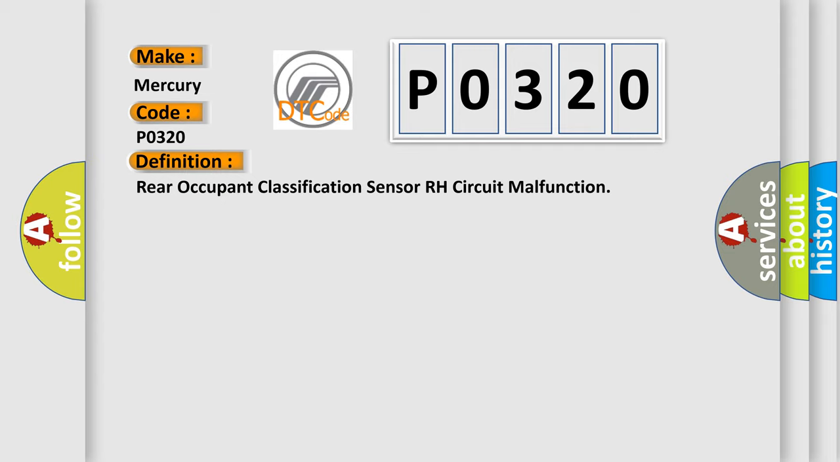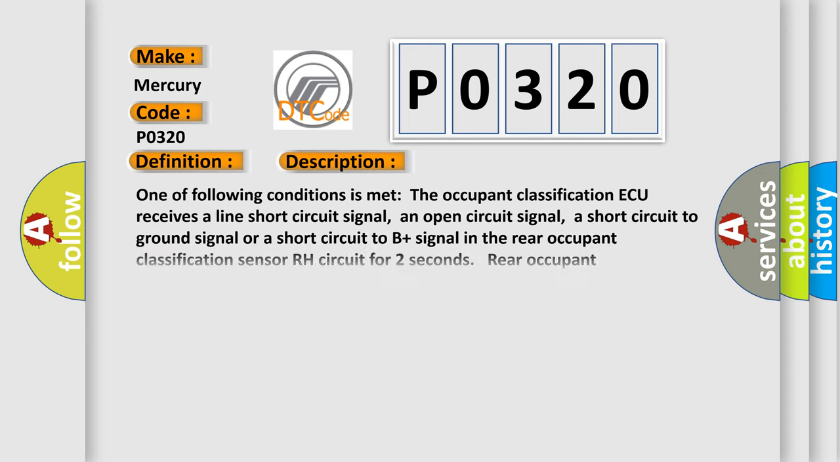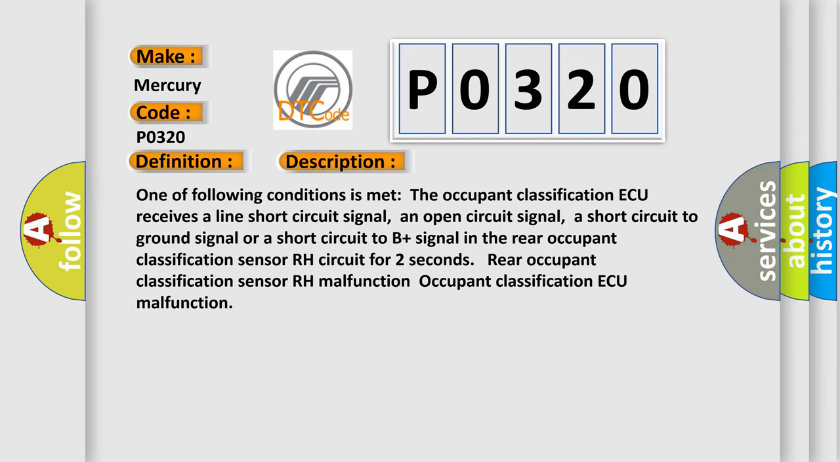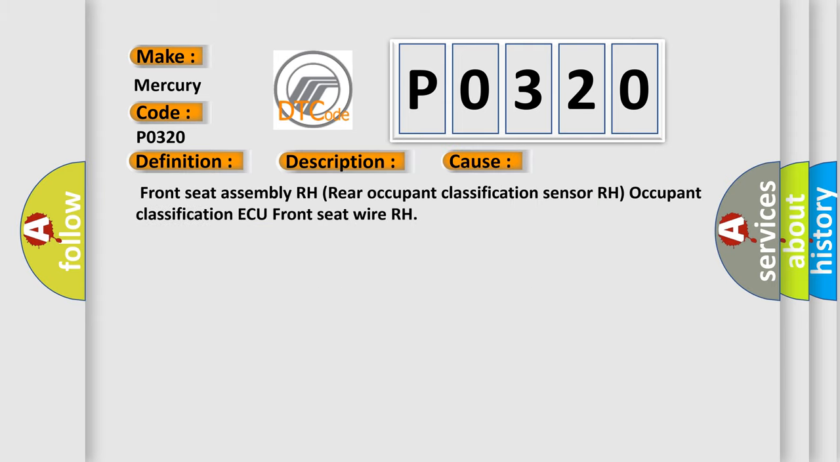And now this is a short description of this DTC code. One of the following conditions is met: the occupant classification AQ receives a line short circuit signal, an open circuit signal, a short circuit to ground signal, or a short circuit to B+ signal in the rear occupant classification sensor RH circuit for 2 seconds. Rear occupant classification sensor RH malfunction. Occupant classification AQ malfunction. This diagnostic error occurs most often in these cases: front seat assembly RH, rear occupant classification sensor RH, occupant classification AQ, front seat wire RH.